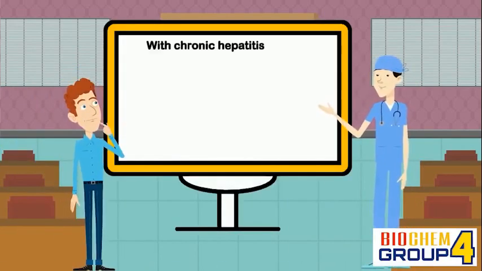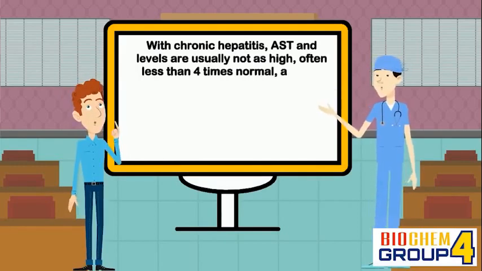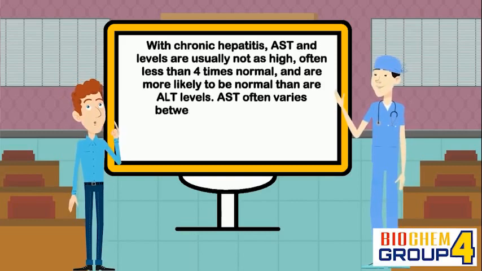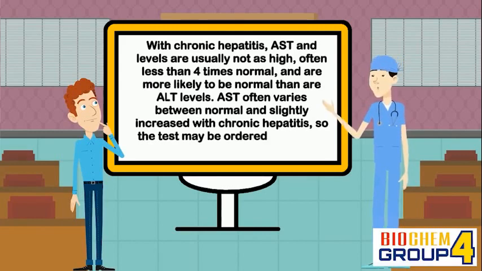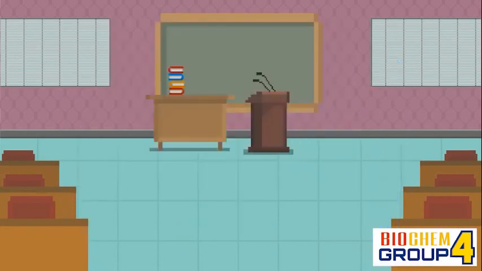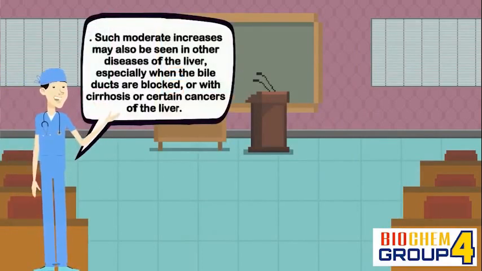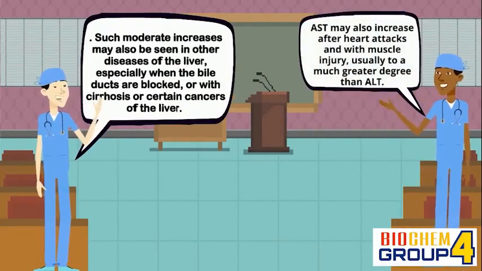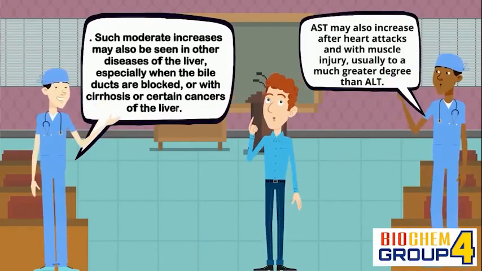With chronic hepatitis, AST levels are usually not as high, often less than 4 times normal, and are more likely to be normal than ALT levels. AST often varies between normal and slightly increased with chronic hepatitis, so the test may be ordered frequently to determine the pattern. Such moderate increases may also be seen in other diseases of the liver, especially when the bile ducts are blocked or with cirrhosis or certain cancers of the liver. AST may also increase after heart attacks and with muscle injury, usually to a much greater degree than ALT.